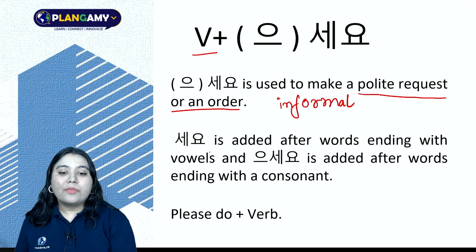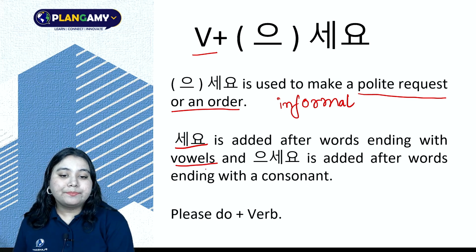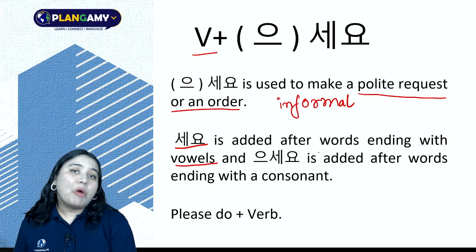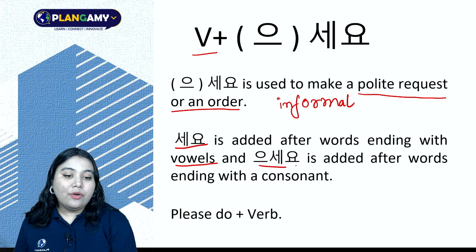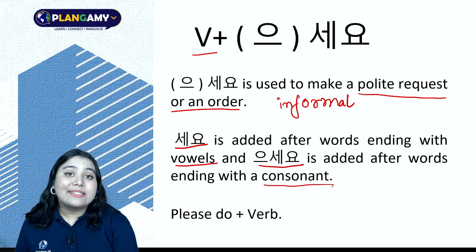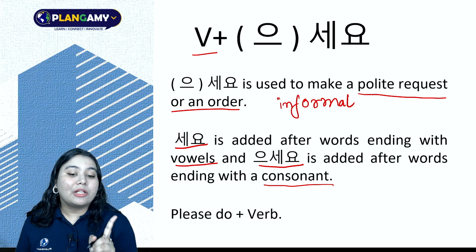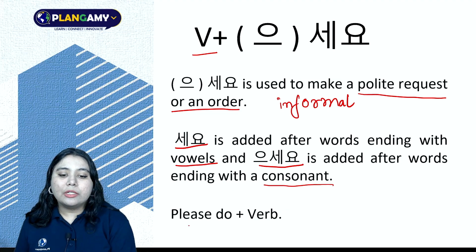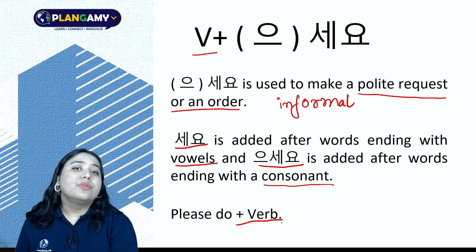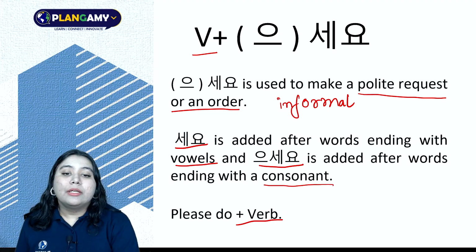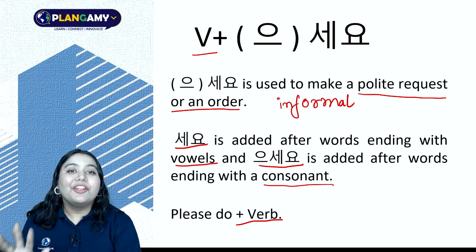Let's see. Now, seo is added to words ending with a vowel. Words ending with a vowel, 받침 없어요, no 받침. And useo is added to words ending with a consonant. Therefore, 받침 있어요, where there is a final consonant. This is very synonymous with please do something. Please do this verb. Please, can you do this? Giving an order or a request in a polite manner but informal tone.